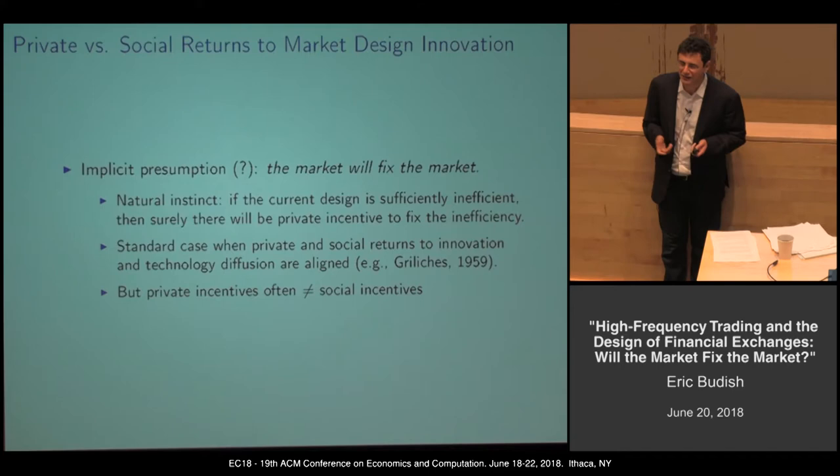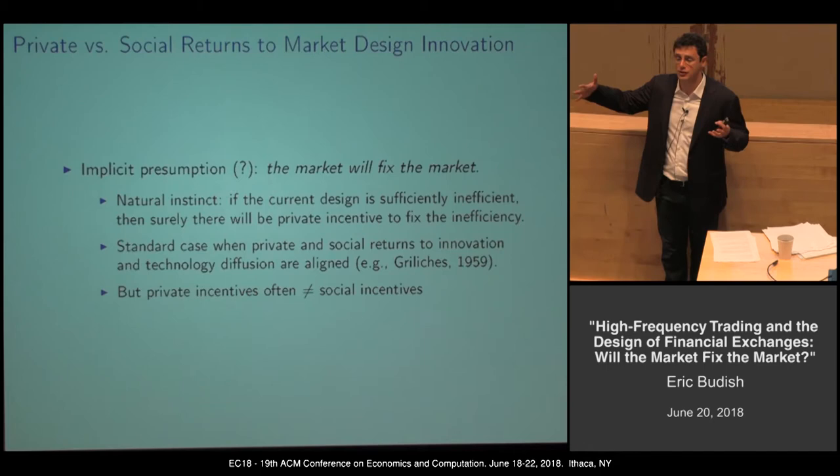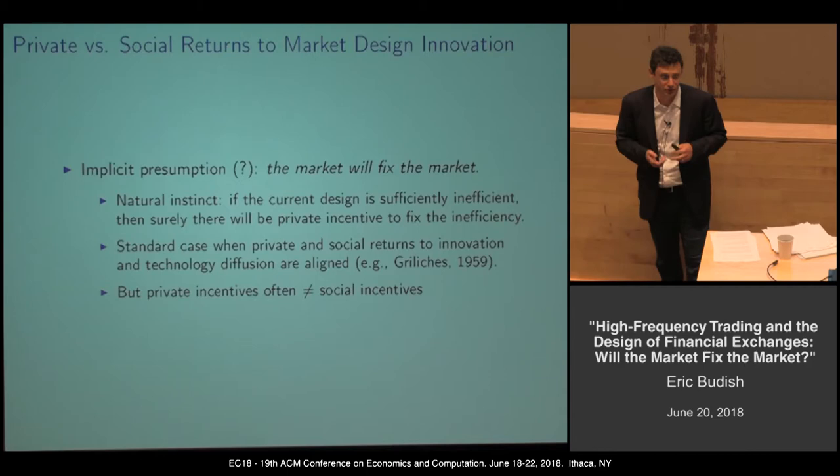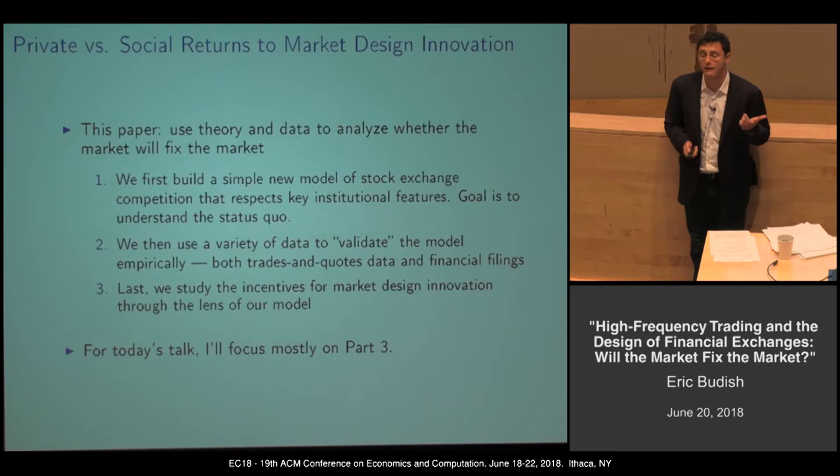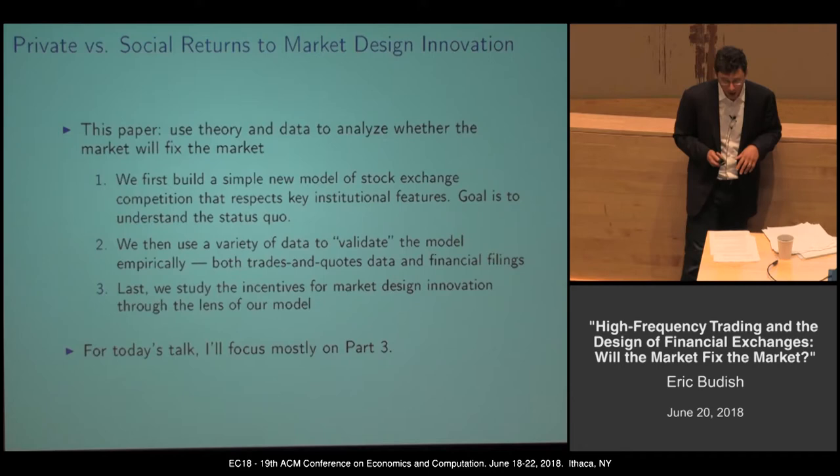And this is a natural instinct. It's certainly the leading case in economics that if there's a meaningful inefficiency in the world and private firms have the capacity to solve that inefficiency, then private and social incentives align. But it's not the only case, as I think we all know. And the goal of this paper is to understand what the private versus social incentives are for exchanges to innovate on market design, and do they align or diverge? And will market forces fix the market?